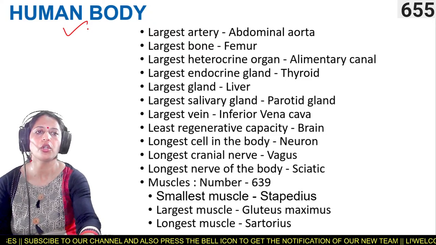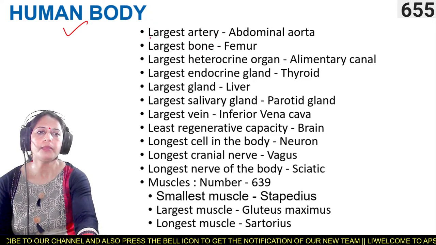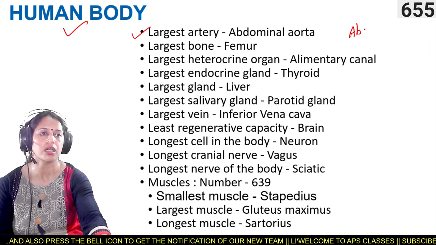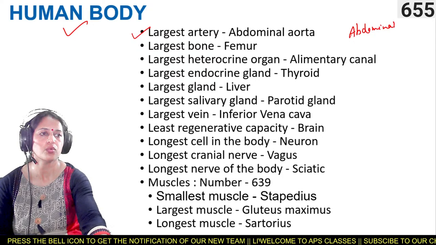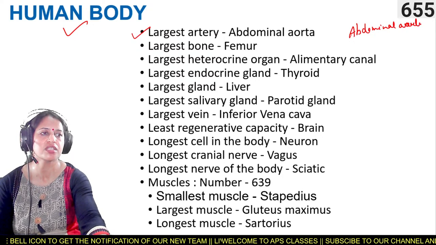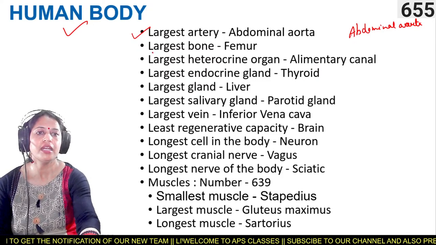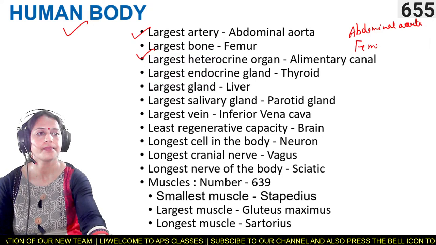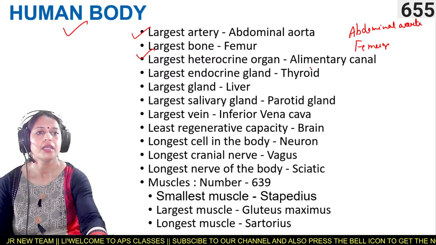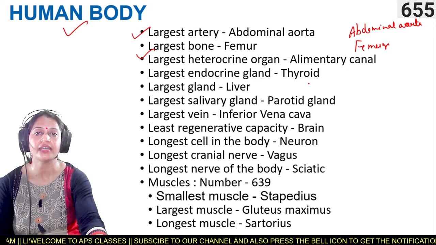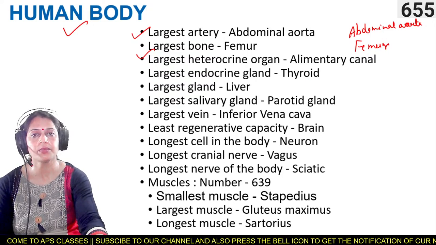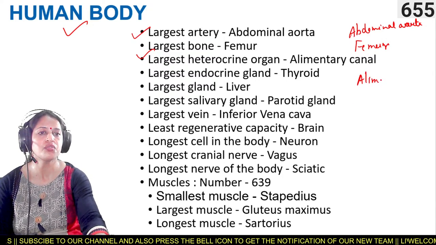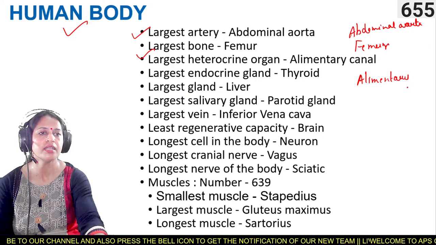Next is Human Body. The largest artery in the human body is the abdominal aorta. The largest bone in the human body is the femur. The largest heterocrine organ in the human body is the alimentary canal.